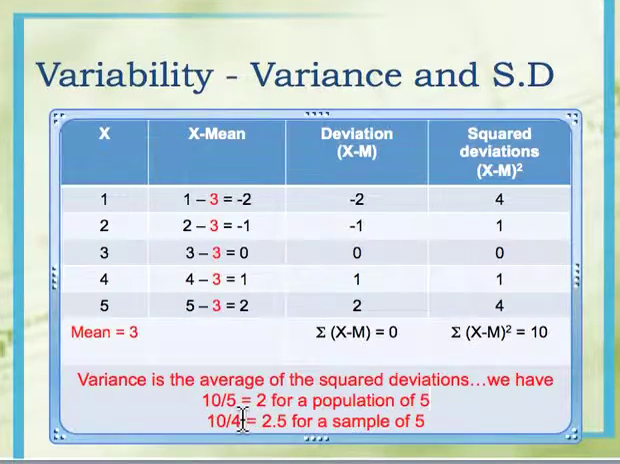So I'm going to subtract 1 from my n. So this is little n minus 1. And now my variance, if this were a sample, would be 2.5. Okay.